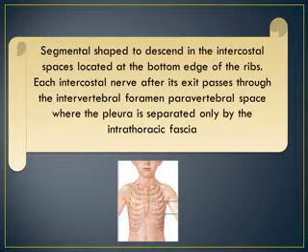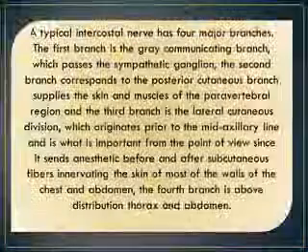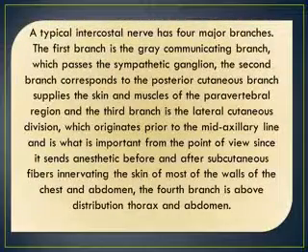Set the shaker to the sound in the intercostal space localized at the bottom gate of the rib. Each intercostal nerve after its exit passes through the intervertebral foramen into the paravertebral space, where the pleura is present. A typical intercostal nerve has four major branches.